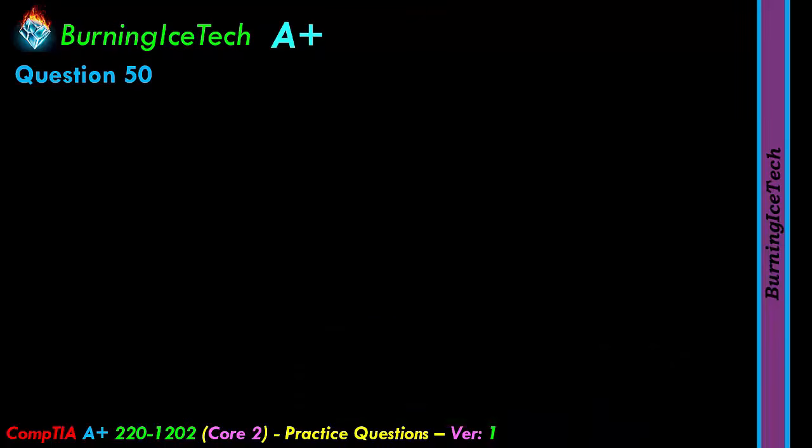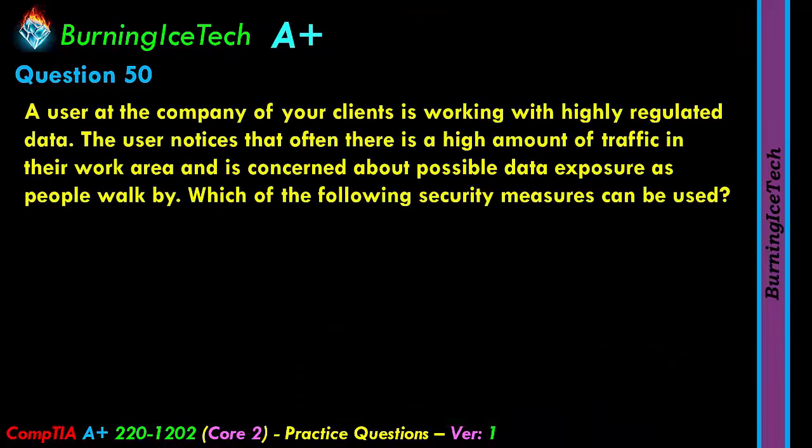Anyway, covering the last question here, guys. A user at the company of your clients is working with highly regulated data. The user notices that often there is a high amount of traffic in their work area and is concerned about possible data exposure as people walk by. So this kind of sort of sounds like the health worker or that police officer again, kind of sort of. Which of the following security measures can be used?